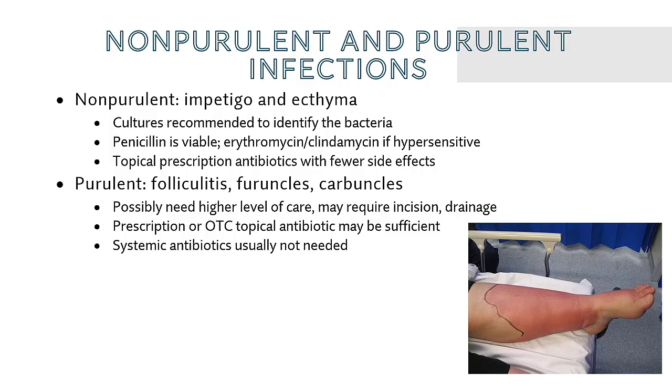Non-purulent and purulent infections. Non-purulent skin infections may include things like impetigo and eczema. Impetigo is a common and contagious superficial bacterial infection characterized by thin-walled sacs of fluid that rupture into honey-colored crusts, often occurring on the face. Impetigo is caused by streptococci or staphylococci or both. It usually occurs in warm, humid conditions and is easily spread among people who are in close contact with one another.